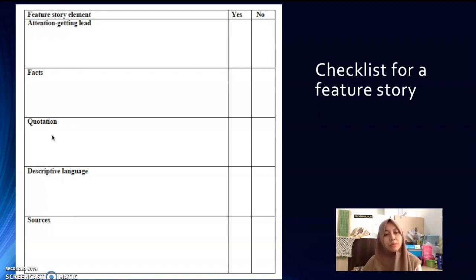Next, you also want to make sure that you use descriptive language, meaning that the description of the person will hopefully help the readers or your audience to picture these persons. And the final one, don't forget to include sources, especially when you mention statistics or other facts that you've taken from the internet or other sources. You may want to mention them just to make sure that you acknowledge their importance.